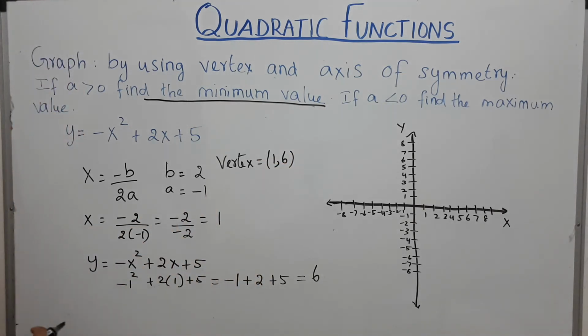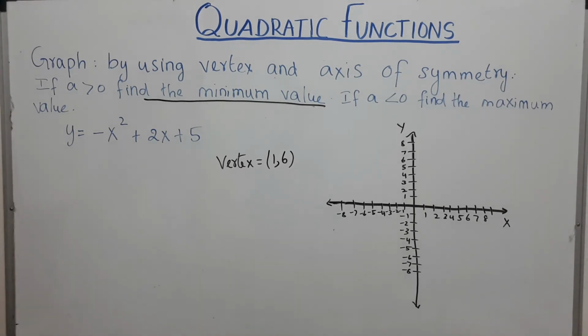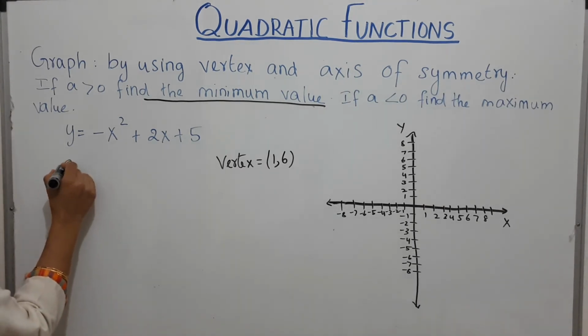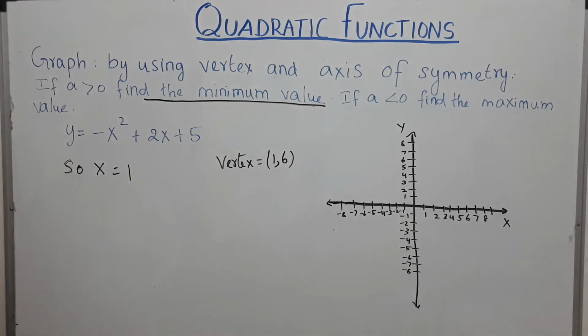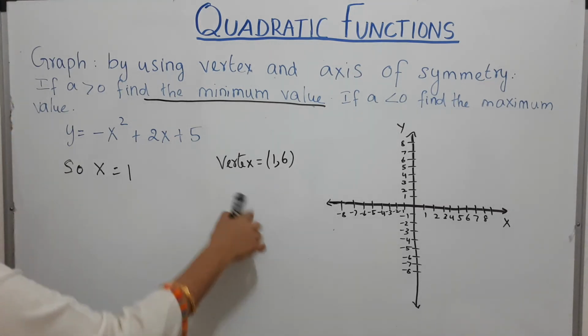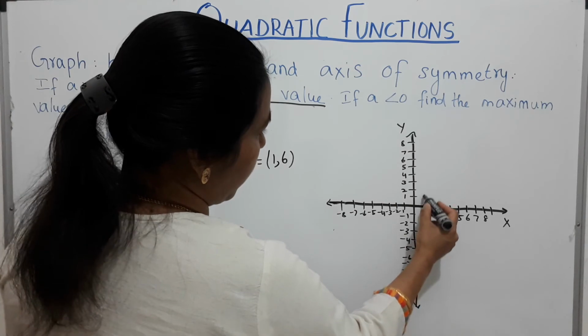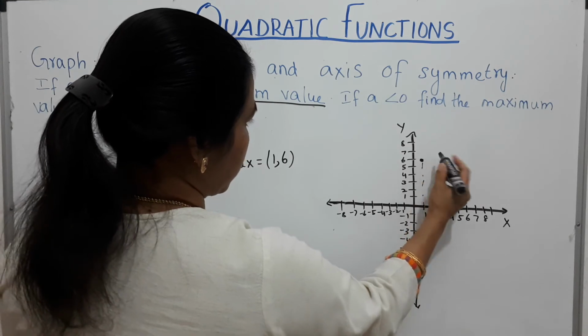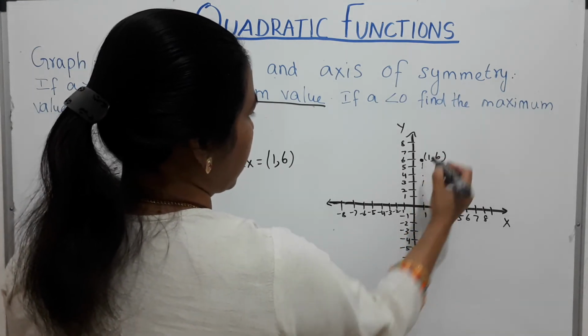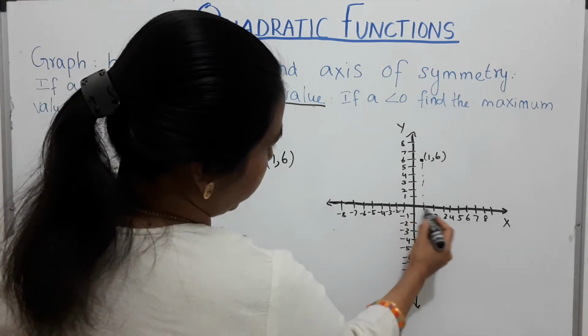So now you found one value, right? Now you need at least one more point to plot the graph, to draw the graph. So the axis of symmetry is x is equal to 1 and the vertex equals 1 and 6, right? And now you have only one point here. So 1, 6 will be the first point. So 1 and 6 will be here. So this is the vertex 1, 6. Okay. Now you need 2 more points to draw the graph.